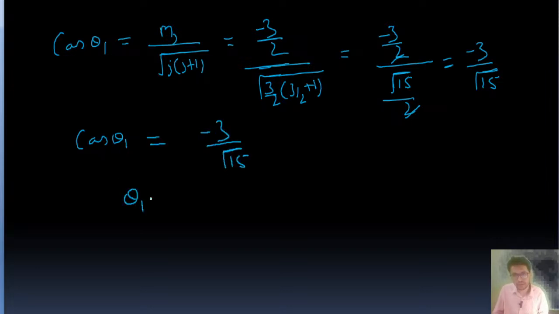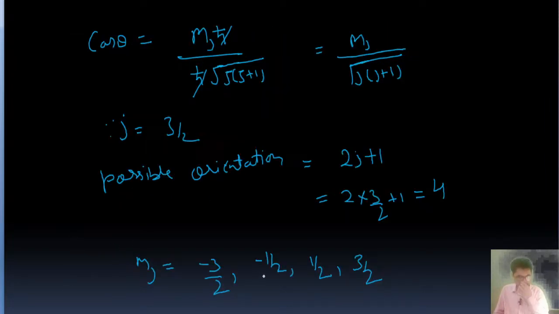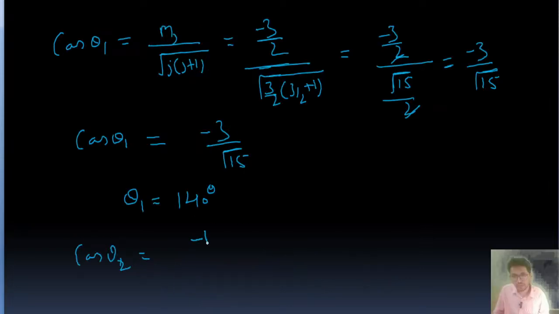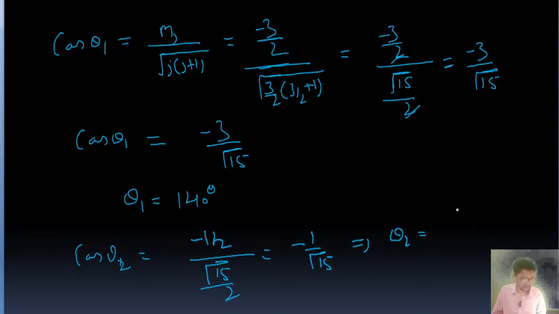This implies theta 1 value is going to be 140 degree. Similarly, cos theta 2 value is going to be minus 1 by 2 upon root 15 by 2. So this means this is going to be minus 1 upon root 15, right? That implies theta 2 value is going to be 104 degree. 140, 104.